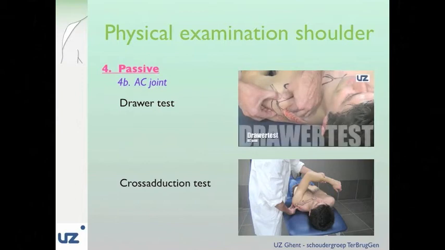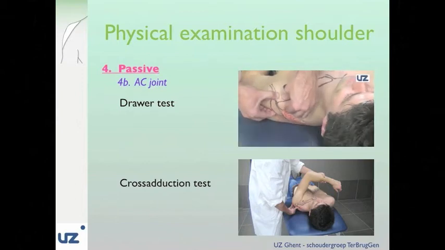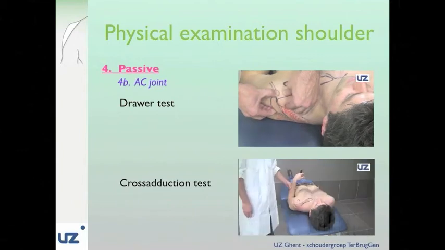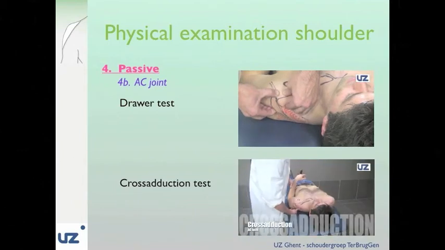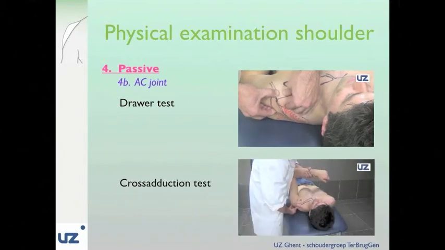Pain at the AC joint is also checked with the cross-abduction test. The AC joint is stabilized with downward pressure and the arm is flexed and maximally adducted to induce a mechanical conflict. Pain sensation should be evaluated.